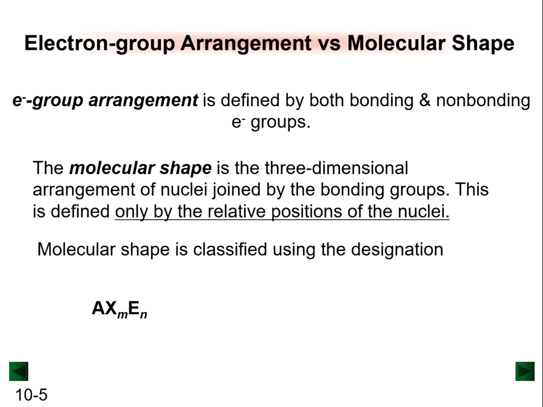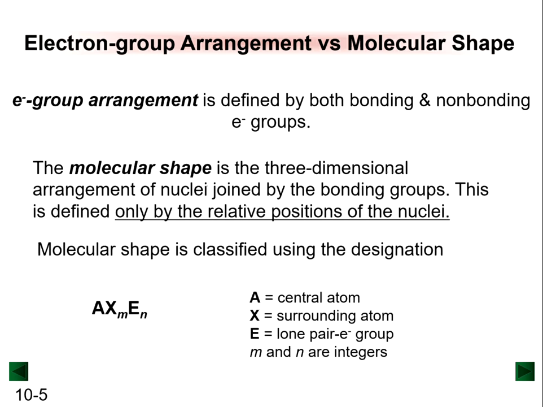It's important to remember the difference between electron group arrangement and molecular shape. The electron groups will determine how the nuclei move. So electron group arrangement is defined by both bonding and non-bonding electron groups. But the molecular shape is identified by the relative positions of the nuclei. And we'll look at a number of examples of this when we go on to our mechanics videos for this chapter.